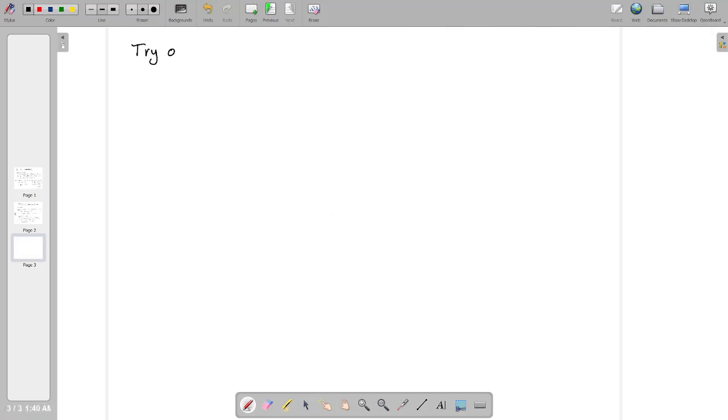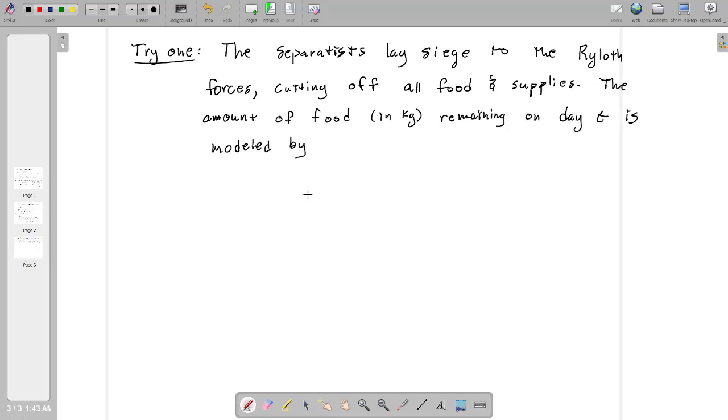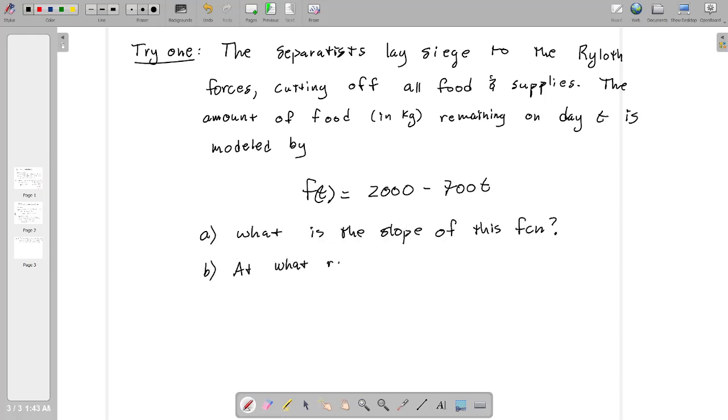I want you to try one now. The separatists lay siege to the Ryloth forces, cutting off all food and supplies. The amount of food in kilograms remaining on day t is modeled by f of t is equal to 2000 minus 700t. A, what is the slope of this function? And B, at what rate is the amount of food changing?